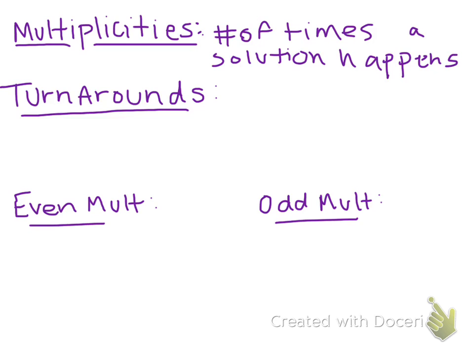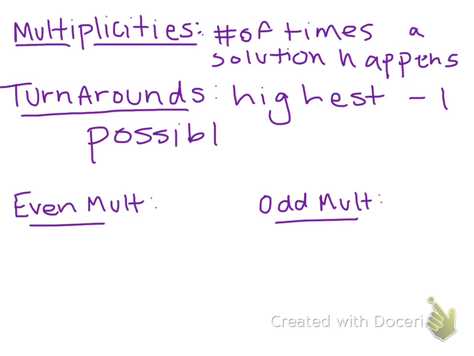The number of possible turnarounds you could have in a graph is always the highest exponent minus 1. Okay? And that is just the possible turnarounds. It doesn't mean that's how many turnarounds there will be. So if something is raised to the 4th power, you would do 4 minus 1. That means you would have 3 possible turnarounds.